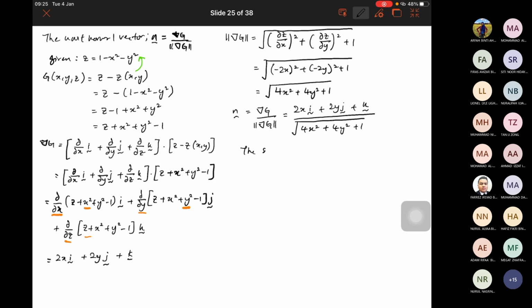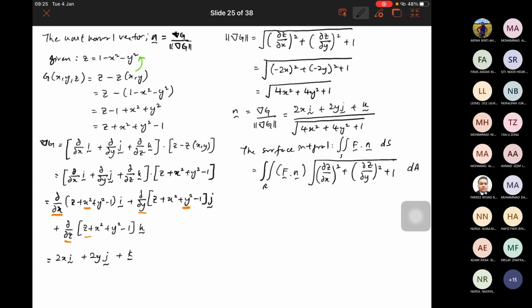So the surface integral, integration over the surface of f dot n ds, equal to integration over the bounded region R of f dot n times the square root of delta z over delta x squared plus delta z over delta y squared plus 1 dA. So we are going to calculate this one.